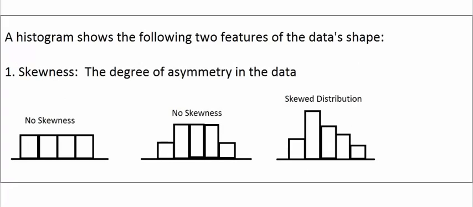The first one is skewness. Skewness is the amount of asymmetry, or the lack of symmetry, in a data set. If a data set is symmetrical, then it has no skewness. And if it's not symmetrical, if it's asymmetrical, then it does have skewness. The skewness is really just the amount of the lack of symmetry. So if a data set is highly non-symmetrical, it will have a high skewness. So this first histogram right here has no skewness because it's symmetrical.